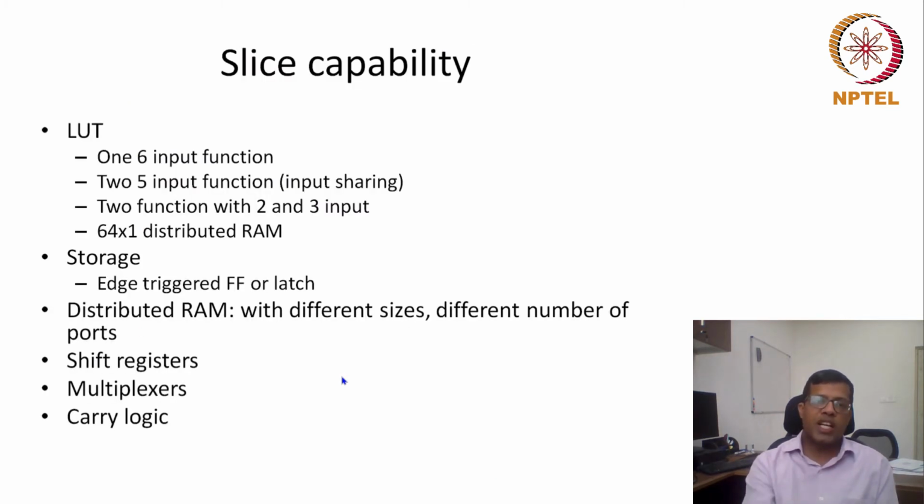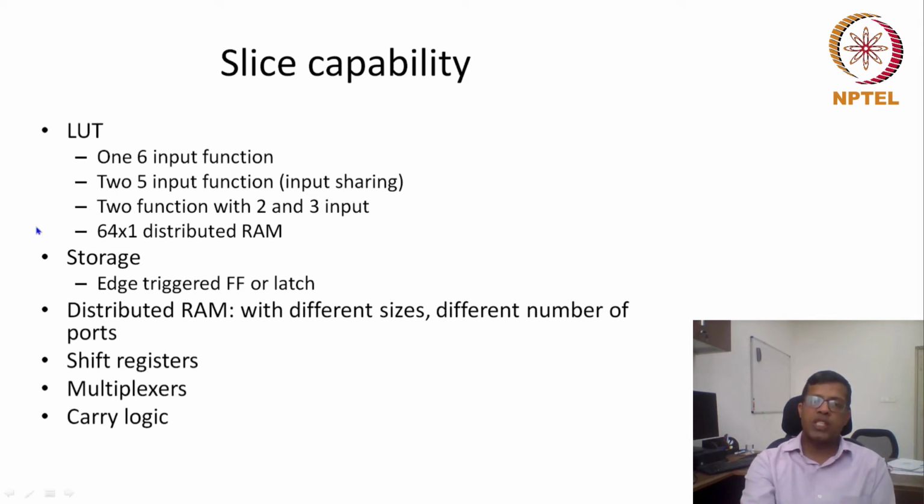So you see one slice will have 4 LUTs, and each LUT can implement 5 input functions. Because there are 2 outputs, it can have 2 5 input functions with all the 5 inputs sharing the same input. The sixth one could be different. So because there are 6 inputs, one of the functions could be of 2 inputs, another could be of 3 inputs. So different combinations are there for different kinds of functionality.